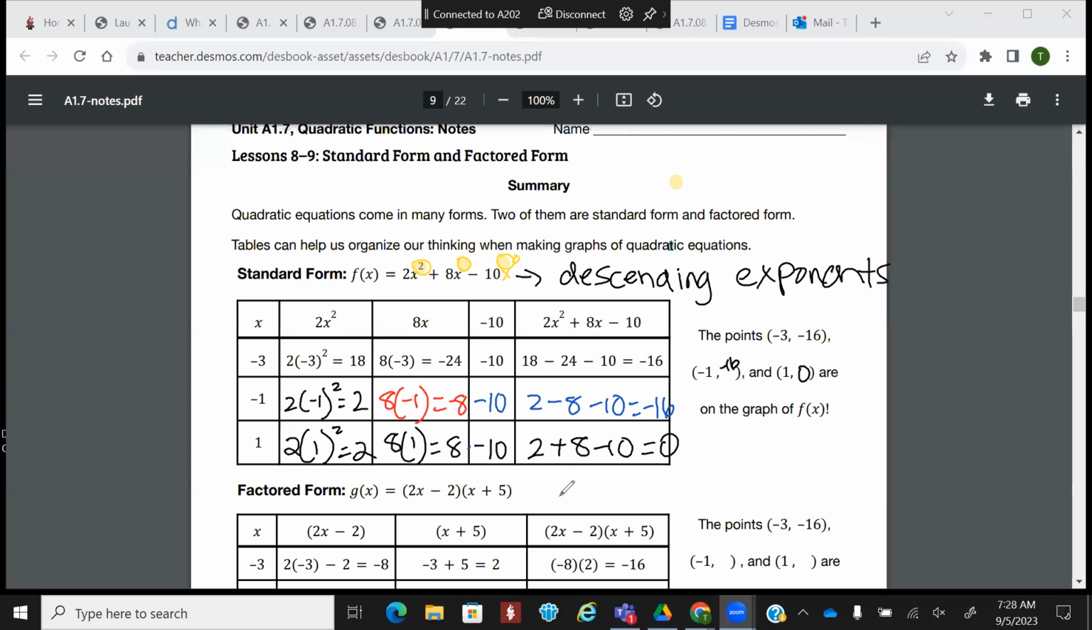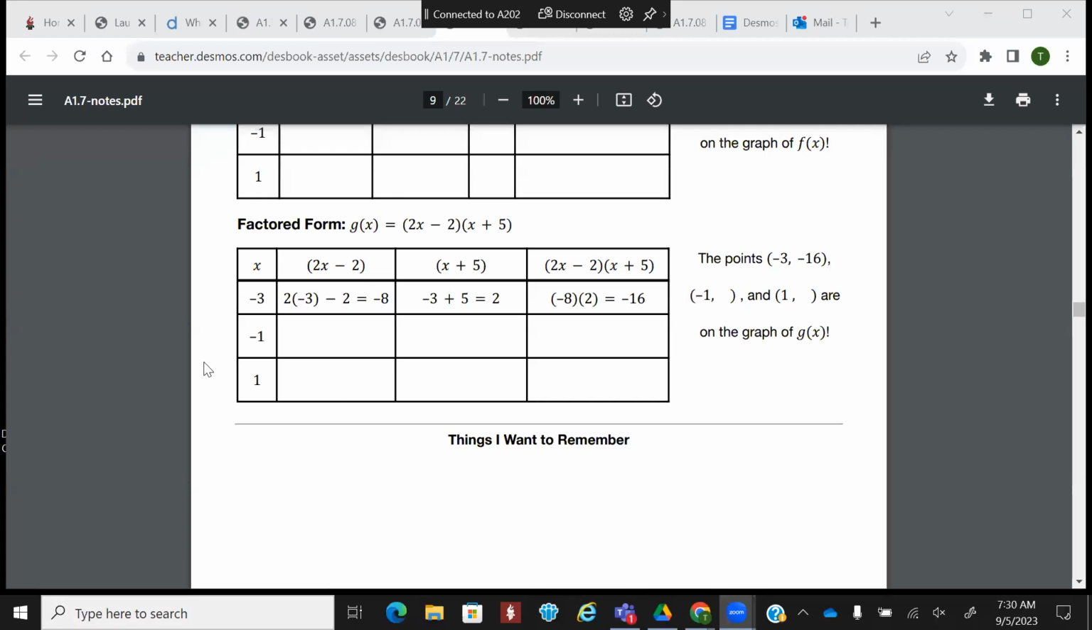Now, factored form, this is going to help us tell the x-intercept. Okay, and we're going to talk about that in just a second. Okay, so standard form has descending exponent order, and then factored form is going to have our x-intercept. So on this one, we're going to plug in negative 1 into this equation. So 2 times negative 1 minus 2. What's that going to give me? 2 times negative 1 is negative 2. Negative 2 minus 2 is negative 4.